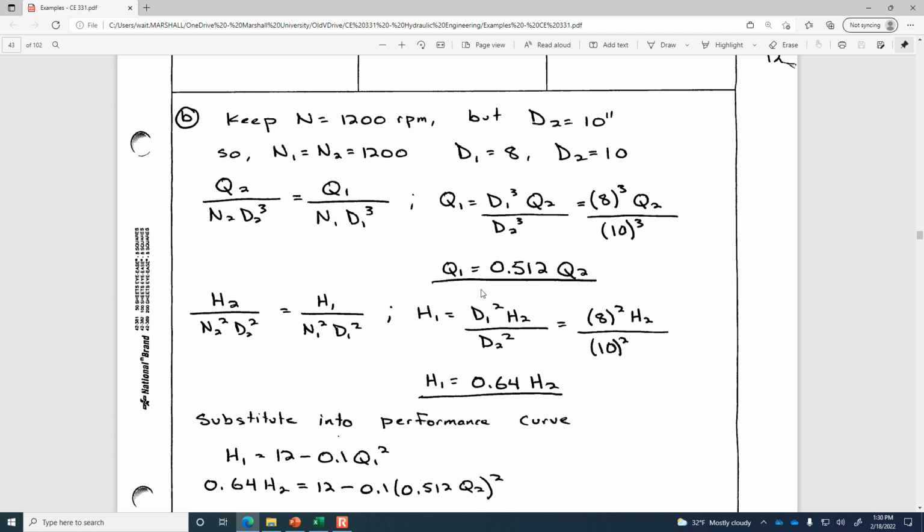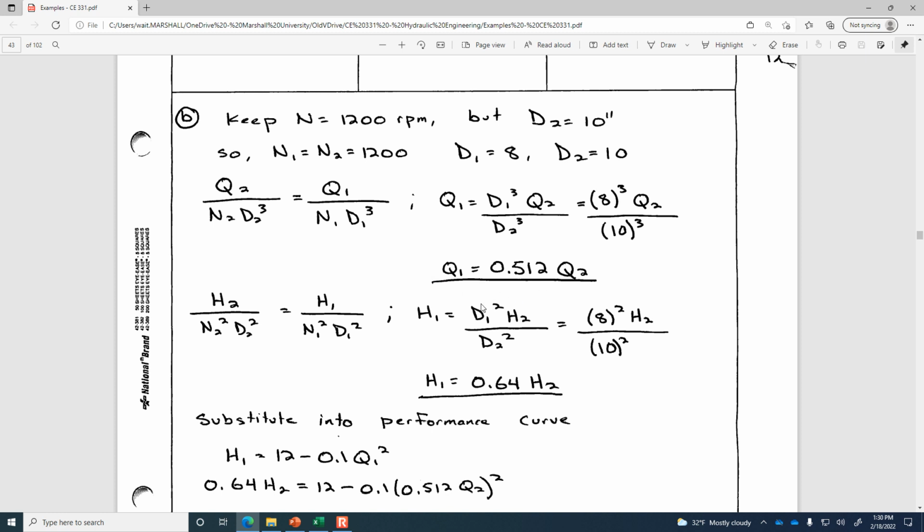So rearranging the flow rate relationship tells us that Q1 is 0.512 of Q2. Think about what that means: Q1, the flow rate of the first situation, is less than the flow rate of the second situation. And it makes sense because it's a larger diameter pump. It's going to be able to move a greater volume of water. So the first situation is just moving a fraction of the flow rate under the second case.